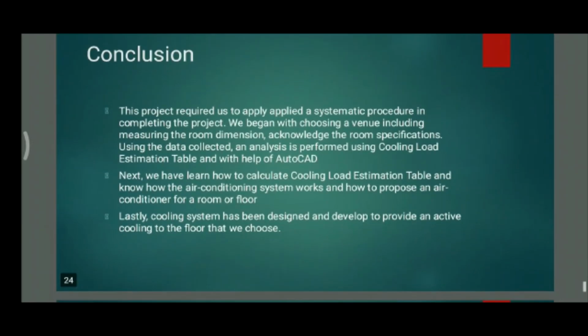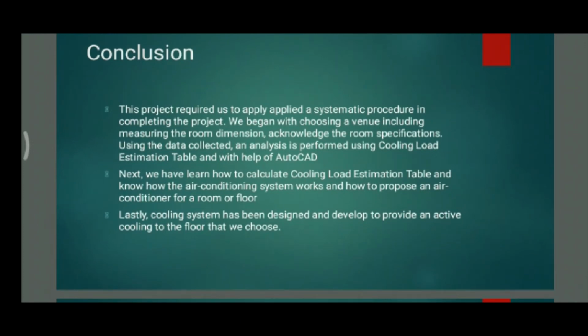For the conclusion, this project requires us to apply a systematic procedure in completing the project. We begin with choosing a venue, including the measurement of the room dimension and acknowledging the room specification. Using the data collected, analysis is performed using a cooling load estimation table and with the help of AutoCAD. Next, we have learned how to calculate the cooling load estimation table, know how the air conditioner system works, and how to propose an air conditioner for a room or a floor. Lastly, the cooling system has been designed and developed to provide active cooling to the floor that we chose.